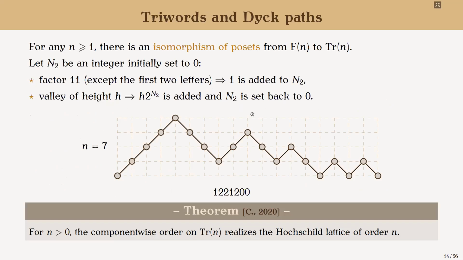So now on one hand we have the Triwords with the component-wise order, and on the other hand we have the Dyck paths with the Dexter order, and we want to establish an isomorphism of posets between the two.